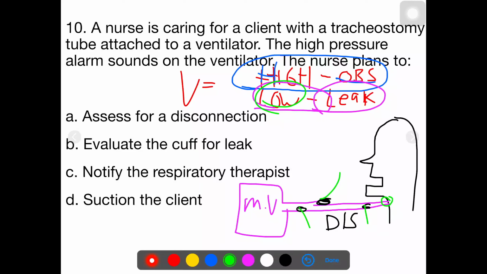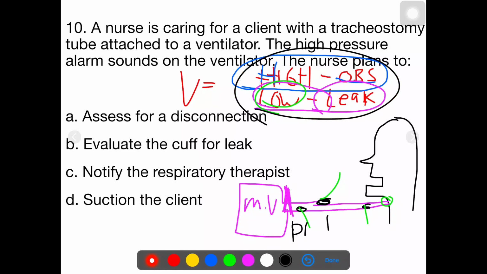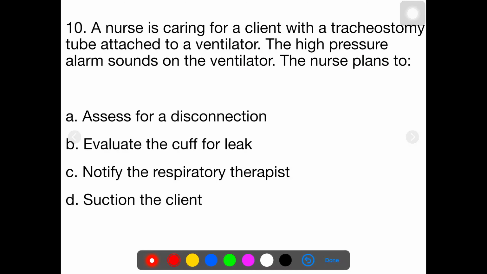Or let's say the tube has been disconnected from the machine. When you say disconnected, it means it came off the machine, so the air just leaves from the mechanical ventilator and does not go to the tube because it was disconnected. It will cause the low alarm sound. So that's our basic principle. Remember, high alarm sound means obstruction, low alarm sound means leak. So we will now go back to the question.